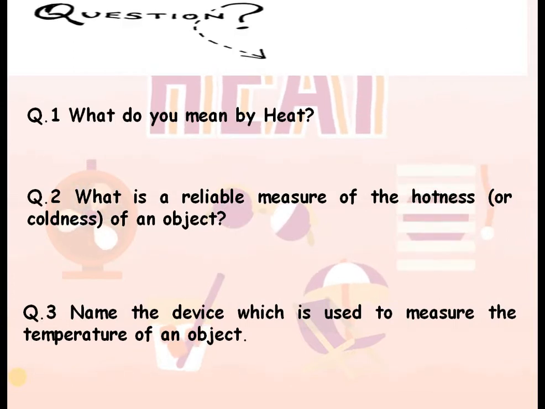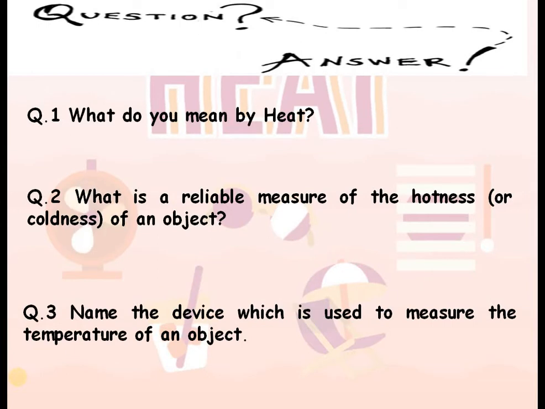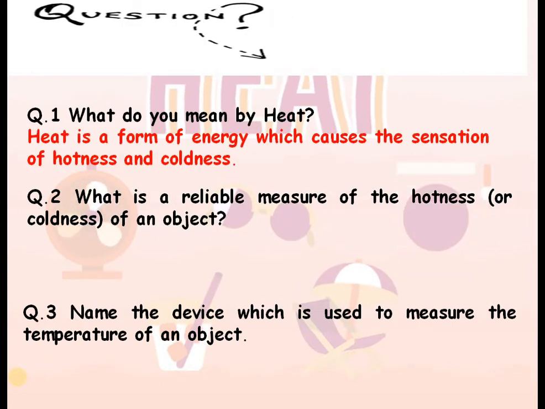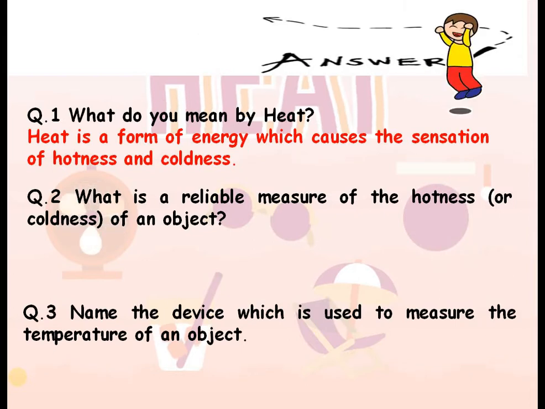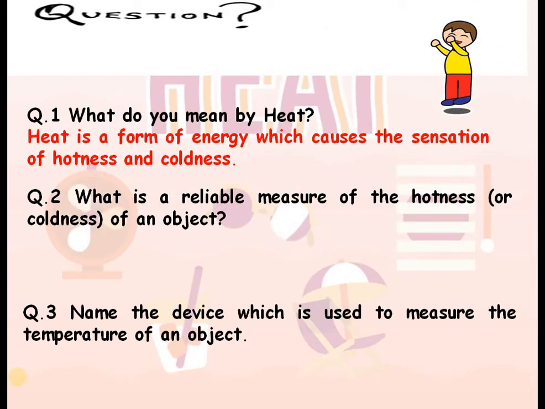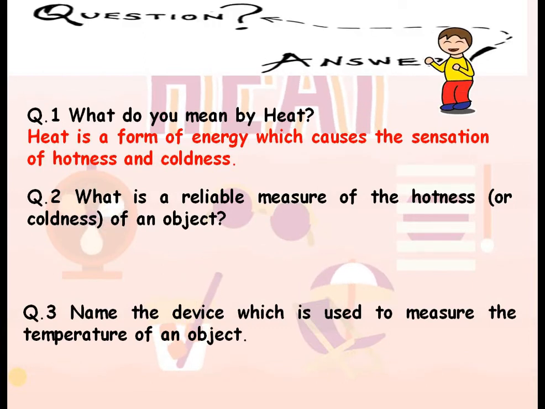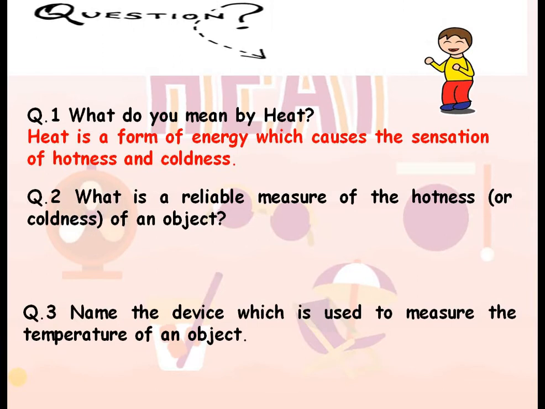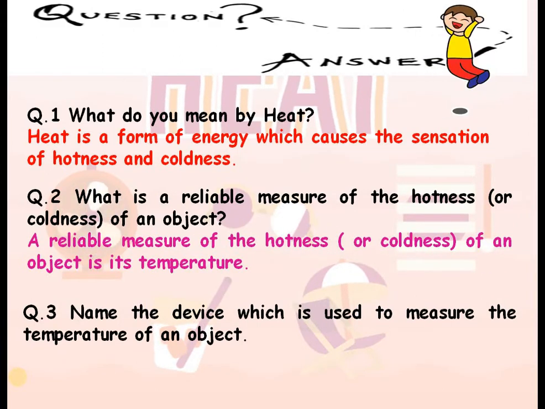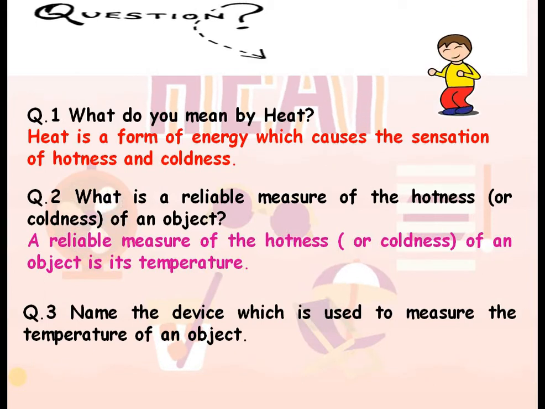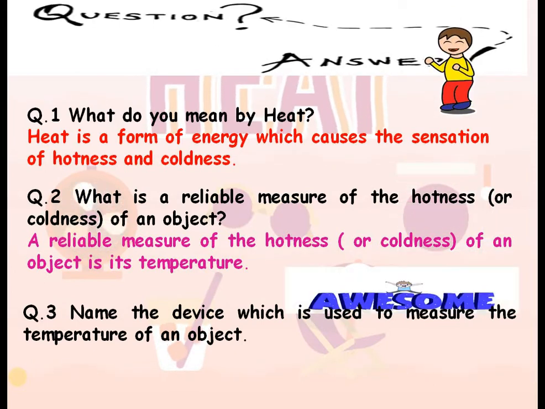So the first question is, what do you mean by heat? Heat is a form of energy which causes a sensation of hotness or coldness. Next question. What is a reliable measure of the hotness or coldness of an object? A reliable measure of the hotness or coldness of an object is its temperature.